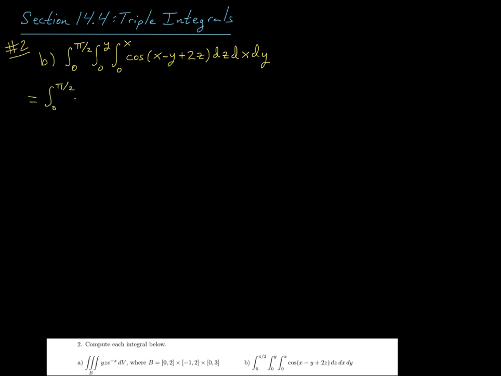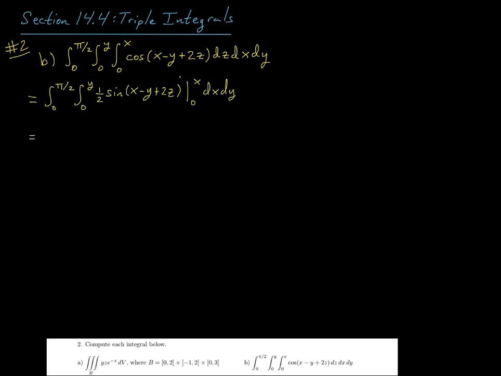To do the z integral, we're integrating cosine, so we're going to get a sine. And from that 2, I'm going to go ahead and divide by 2 from the chain rule. So I'll get 1/2 sine of x minus y plus 2z, and z ranges from 0 to x. And then we have our dx dy.